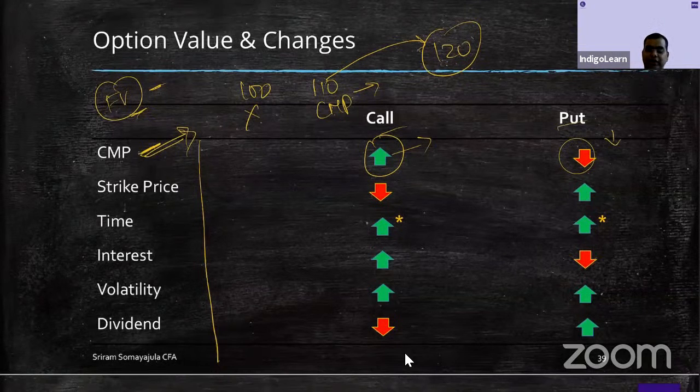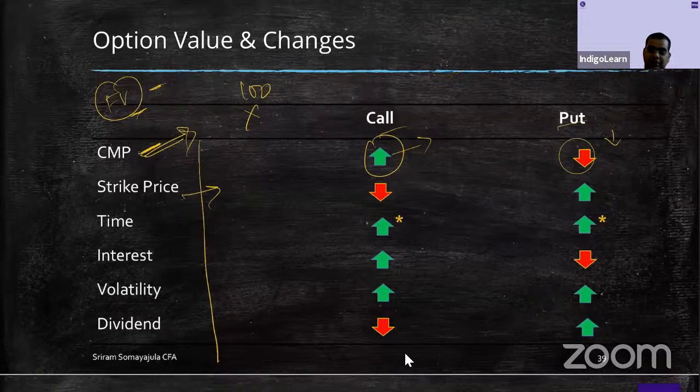You can understand it. Strike price. Now, if the strike price keeps going up, let us say the strike price is 100 and the current market price is, let us say, 110.